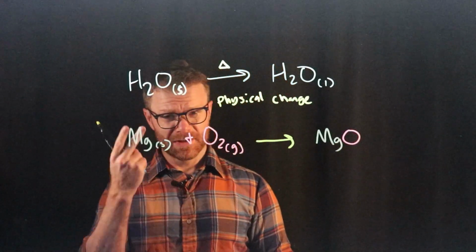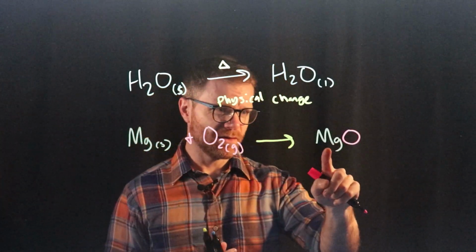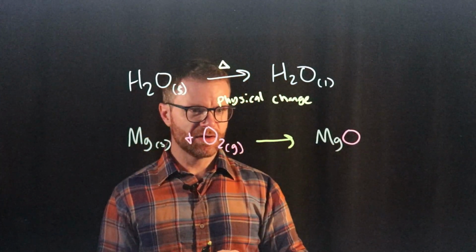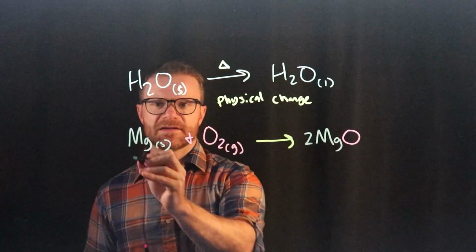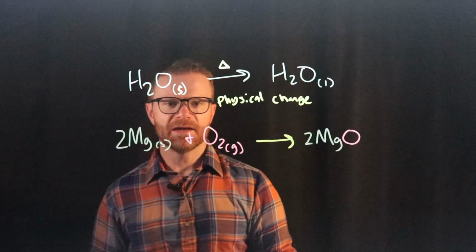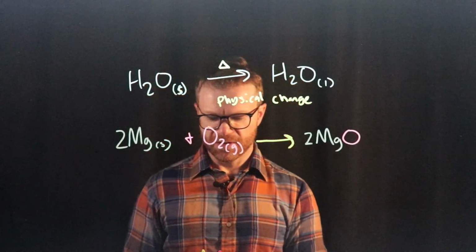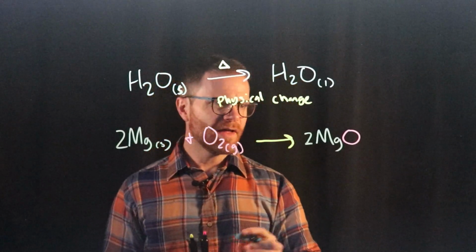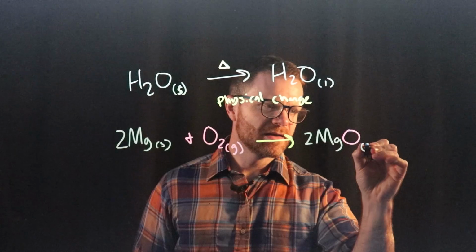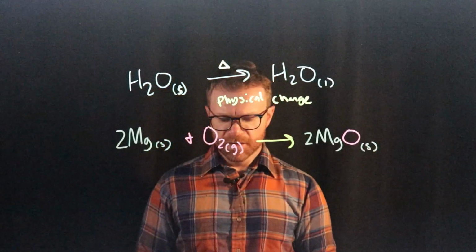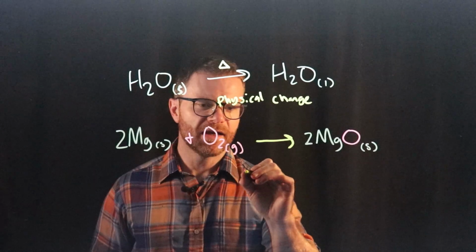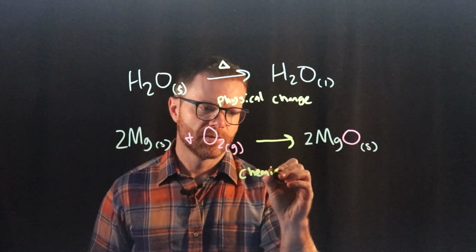Now, the magnesium and oxygen are going to combine to make the compound magnesium oxide, which is an ionic compound. Magnesium has a charge of +2, oxygen -2, so I only need 1 magnesium and 1 oxygen. And specifically, it's going to make 2 magnesium oxides, and we're going to need 2 magnesium metals to start our little reaction there. And the state of that magnesium oxide is solid. It's a white powder, right? So this is a chemical change.